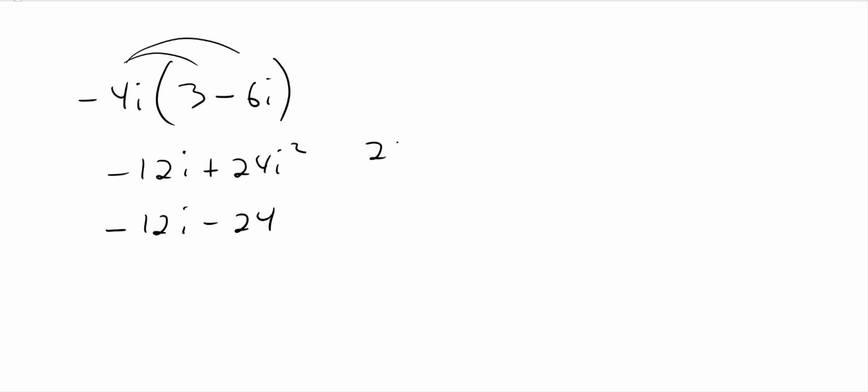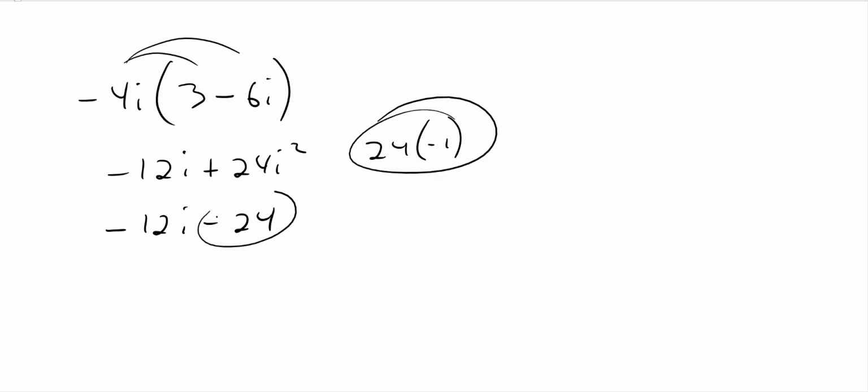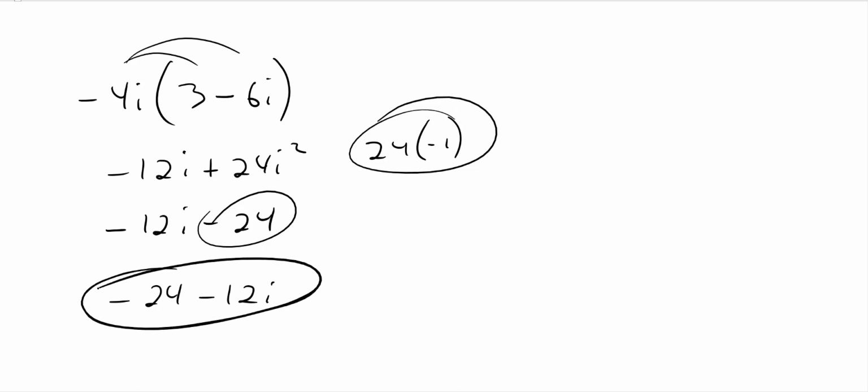I don't care if you do this route. If you say, oh, well, i squared is negative 1, Mr. Curvis, okay, so do that first, and then here's your negative 24. So negative 24 minus 12i. That's your answer, right? It should be in standard form. The real part and then the imaginary part.